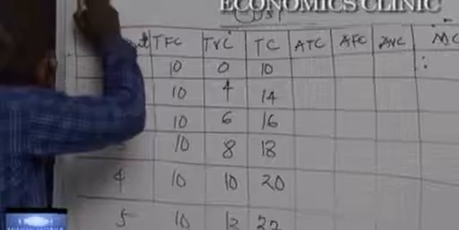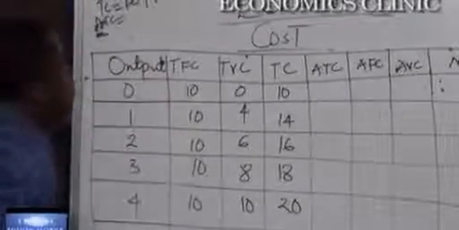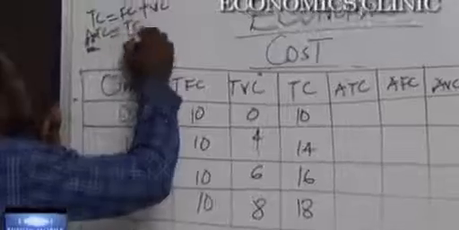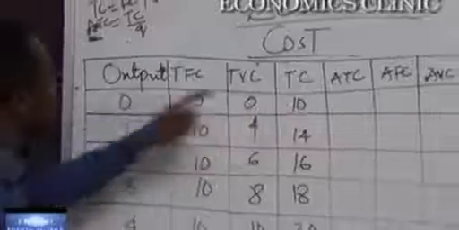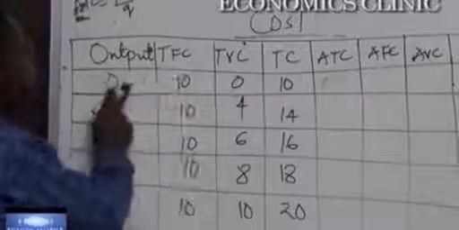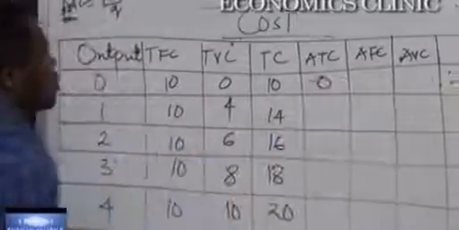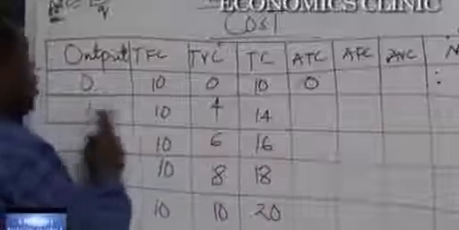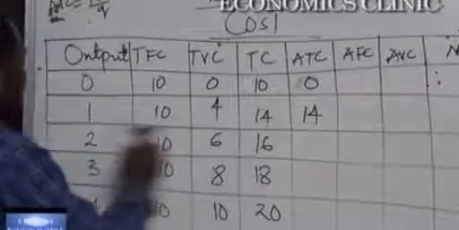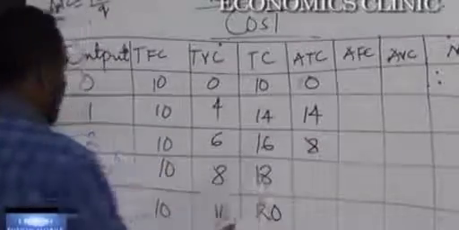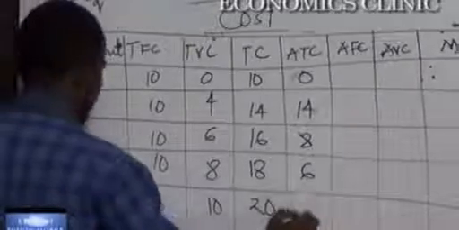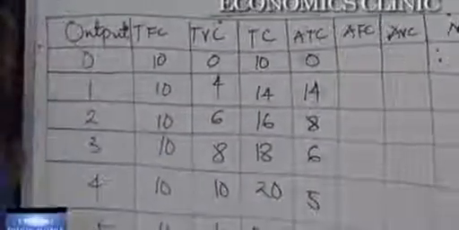Now for average total cost, you have the formula: total cost divided by quantity. This is our total cost and this is our quantity, so we divide. 10 divided by 0 is undefined, so we put 0. 14 divided by 1 gives us 14. 16 divided by 2 gives us 8. 18 divided by 3 gives us 6. 20 divided by 4 gives us 5. 22 divided by 5 will give us 4.4.